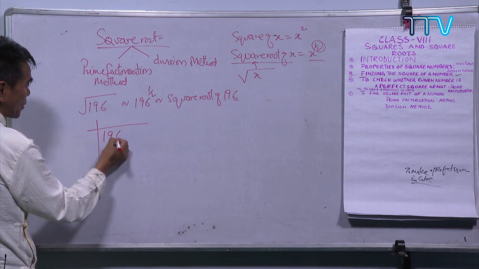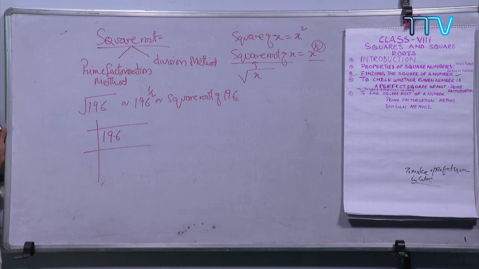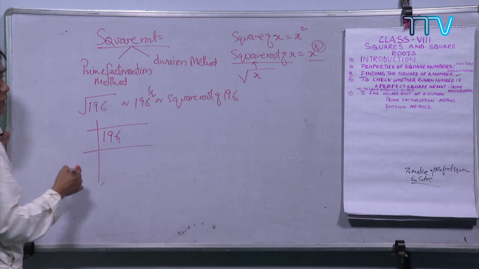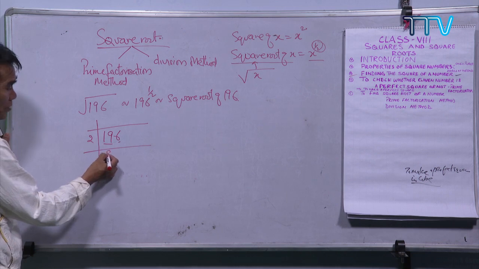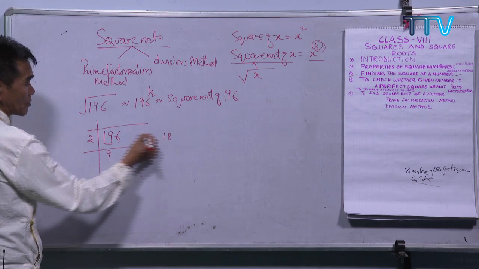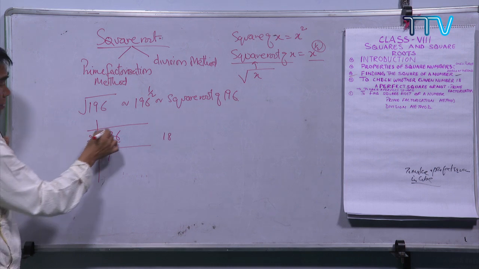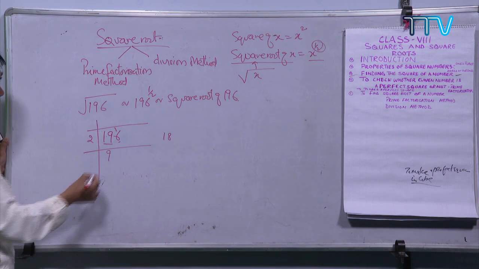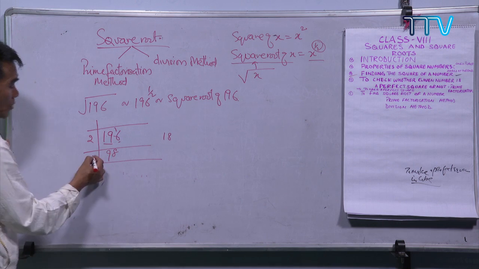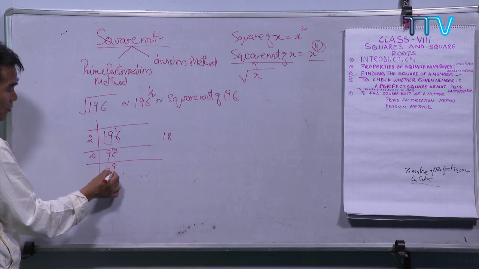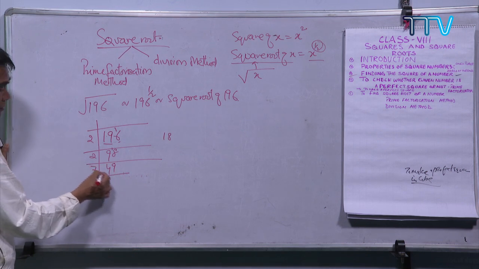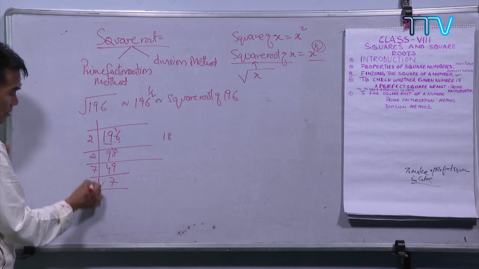Okay, 196. Now find the prime factors using the divisibility tests we learned in class 6 and below. The last number is even, so divide by 2. 2 nines are 18, so 19 minus 18 leaves 1, making 16. 2 eights are 16. Again, even, so divide by 2. We get 49. 7 sevens are 49, and 7 ones are 7.